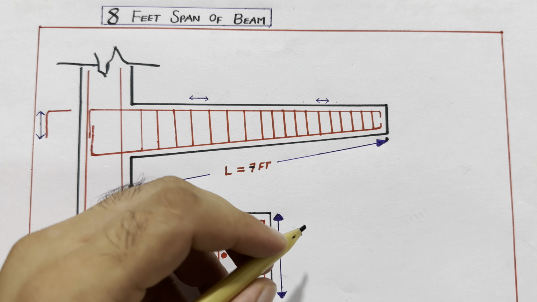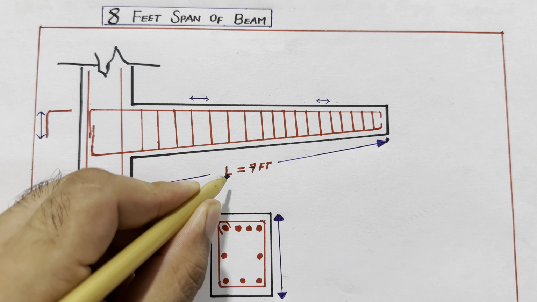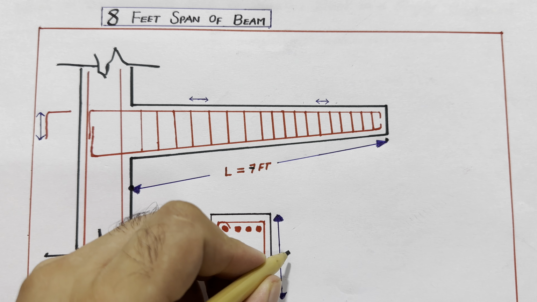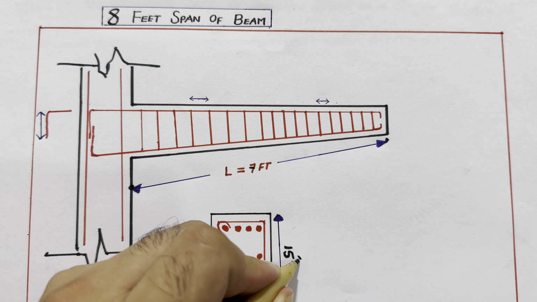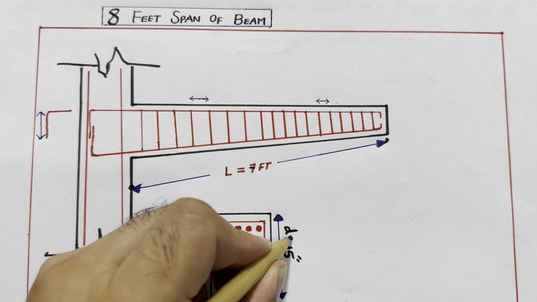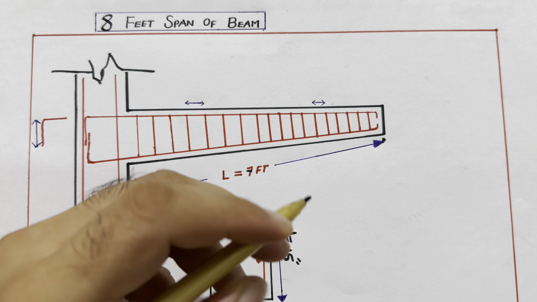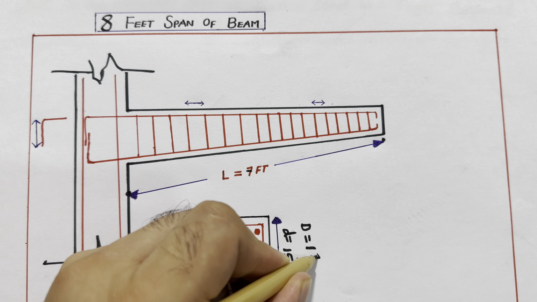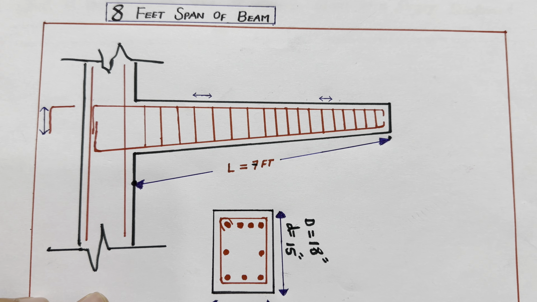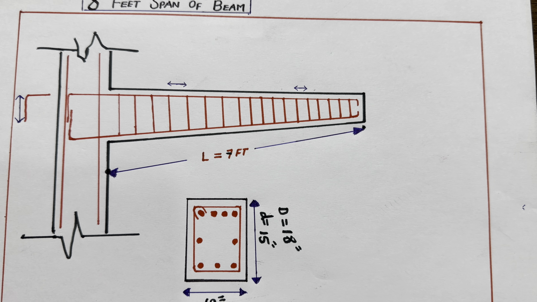Remember guys, if the length is 7 to 8 feet, the depth of the beam should not be less than 15 inches. So this is its depth. This is the minimum, 15. But I'm recommending you keep the depth of the beam 18 inches or 1.5 feet. This is its depth, and the width should not be less than 12 inches, or you can say 30 centimeter. This is the size of the cantilever beam.